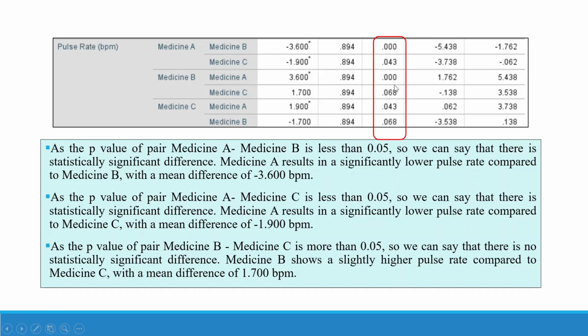B with C, p-value more than 0.05. And here is the mean difference. Now let's write the interpretation.